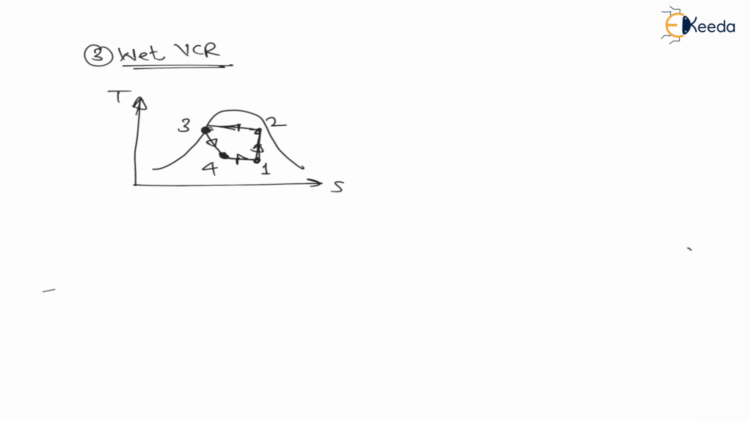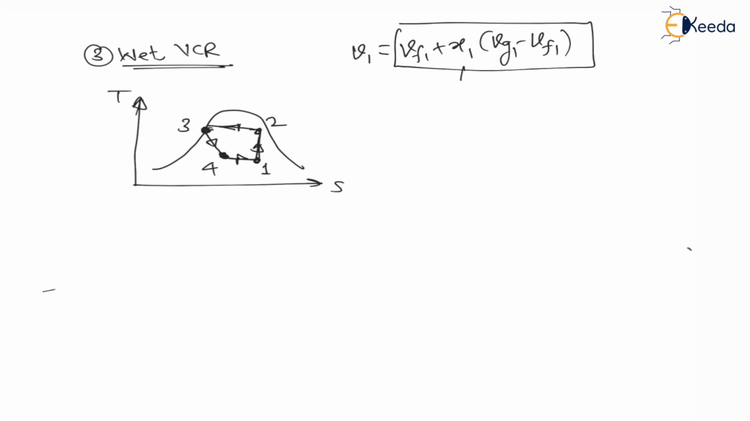Now this is the wet VCR cycle. So my dear students, at 1 as well as at 2 I am assuming liquid plus vapor dome. So at 1 there will be a specific volume. Specific volume at 1 will be, as it is in the liquid plus vapor dome, Vf1 plus x1 times Vg1 minus Vf1 at evaporator pressure. All the values we have to check. Vf1 and Vg1 we have to check at evaporator pressure.